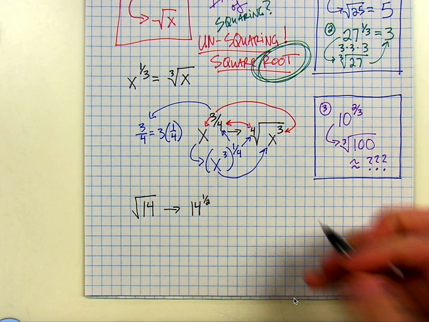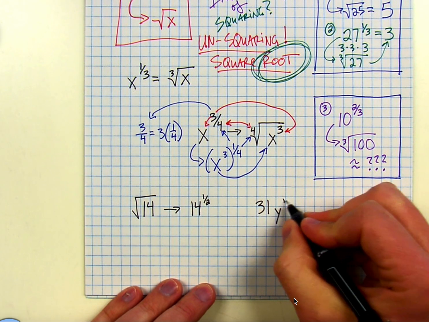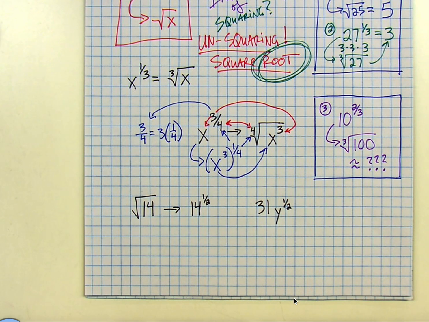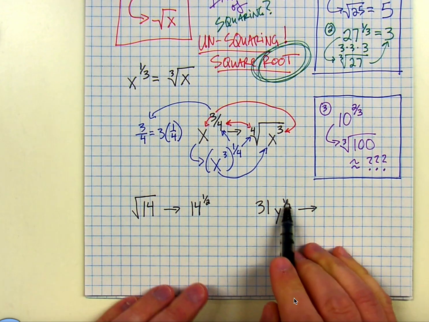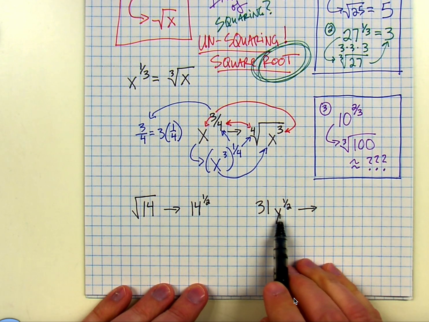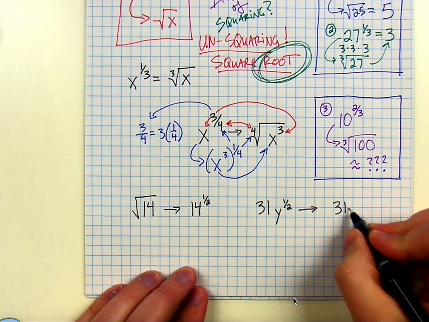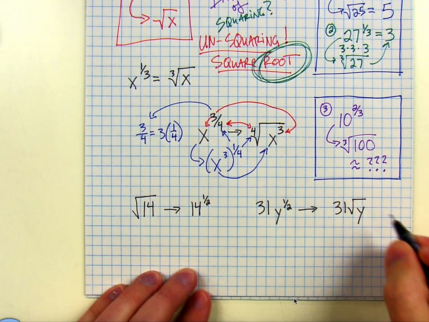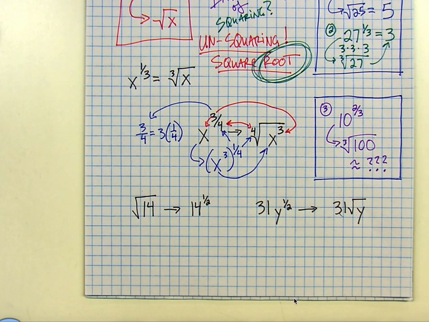What if I said rewrite 31y to the 1/2? Now be careful on this one. There is a square root happening here, but that square root is only happening to the y. So it would be 31 times the square root of y. The 31 would not be getting square rooted in this situation.